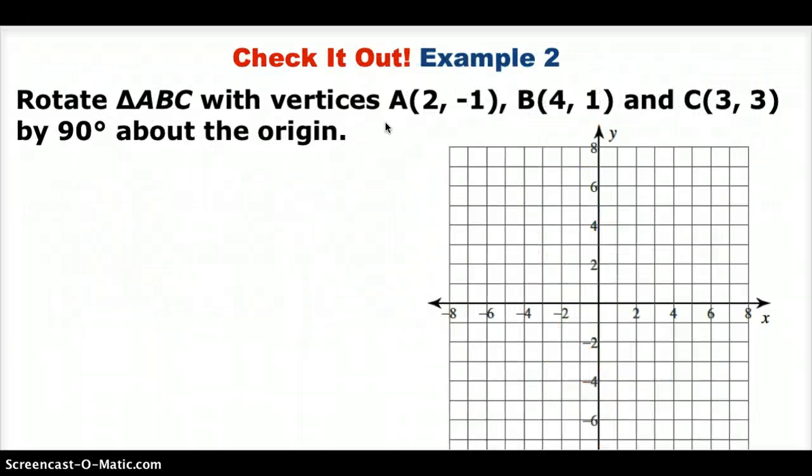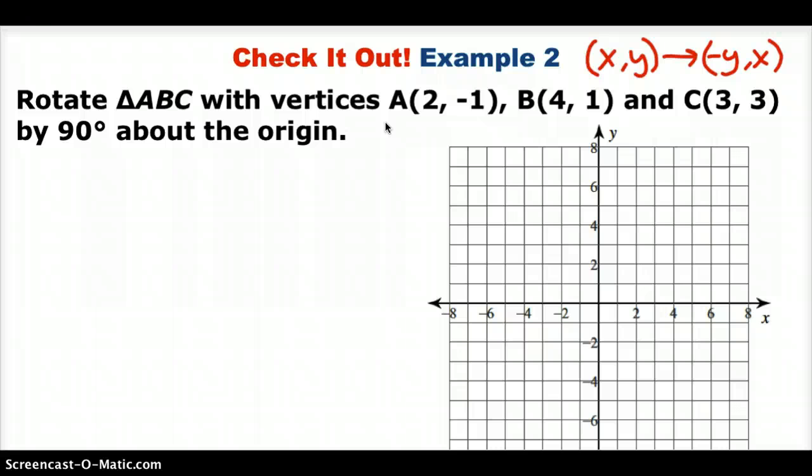This one asks us to rotate triangle ABC, and it gives us the coordinates, and now it's 90 degrees about the origin. Unless they noted otherwise, this is going to be a counterclockwise rotation. Remember, you can look back at your rotation rules for a 90 degree rotation. If you start with (x, y), that changes to where we switch x and y around and make the new x negative, that is (-y, x). This is our rule for a 90 degree counterclockwise rotation. Start by graphing your pre-image.